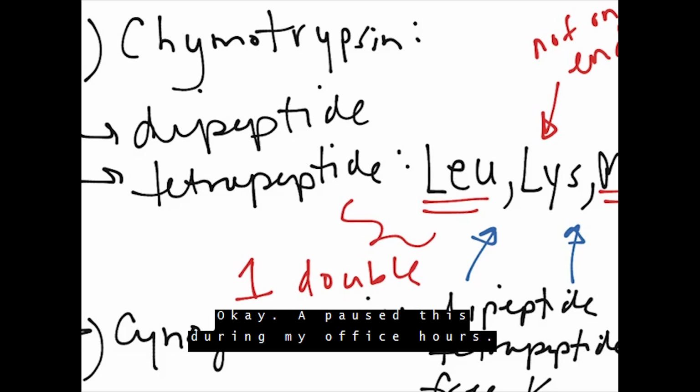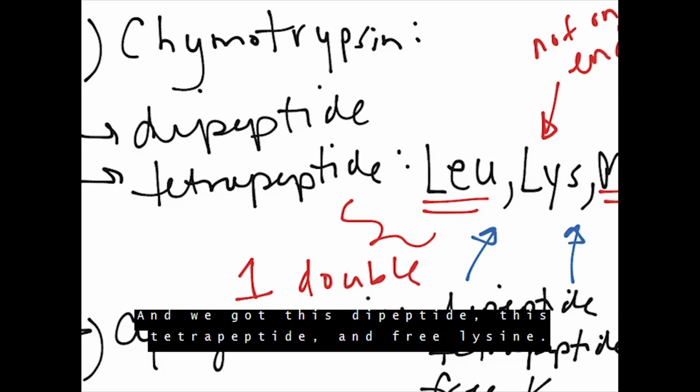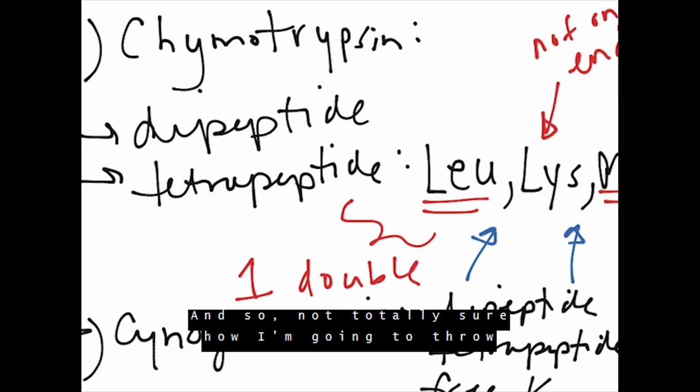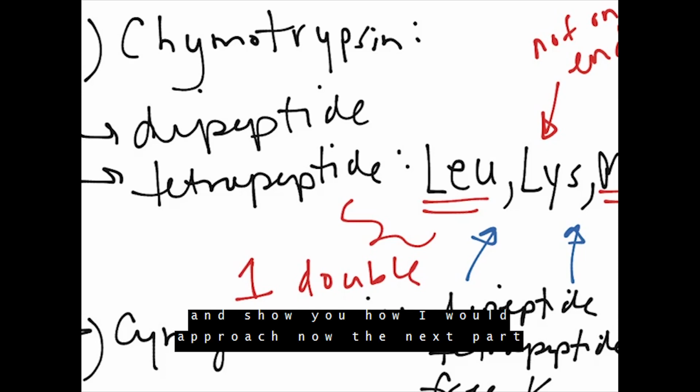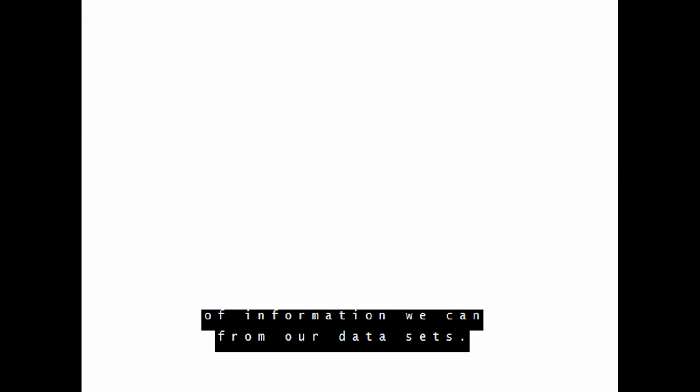Okay, I paused this during my office hours, and I'm not sure what I said last. So hopefully what I said last was that in this fifth data set, we did a treatment with cyanogen bromide, and we got this dipeptide, this tetrapeptide, and free lysine. And so I'm not totally sure how I'm going to throw that into my analysis yet. So I'm going to move forward and show you how I would approach now the next part of solving this problem, now that we've extracted what little pieces of information we can from our data sets.